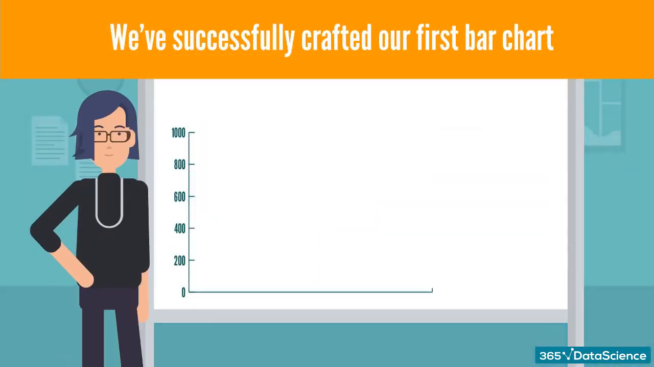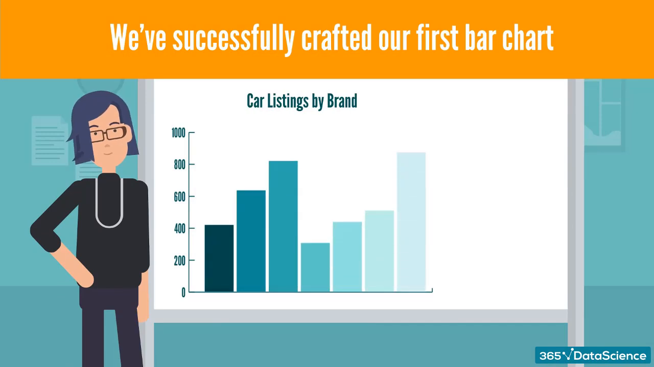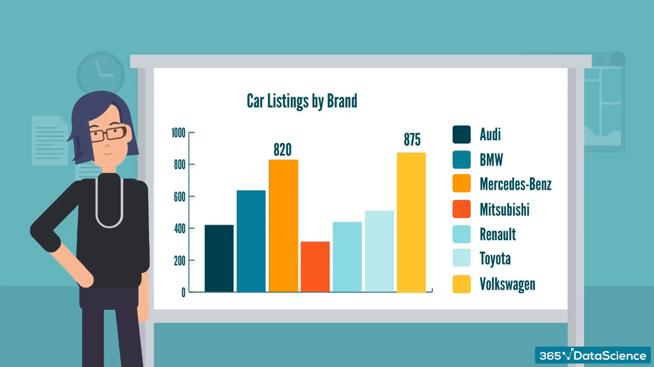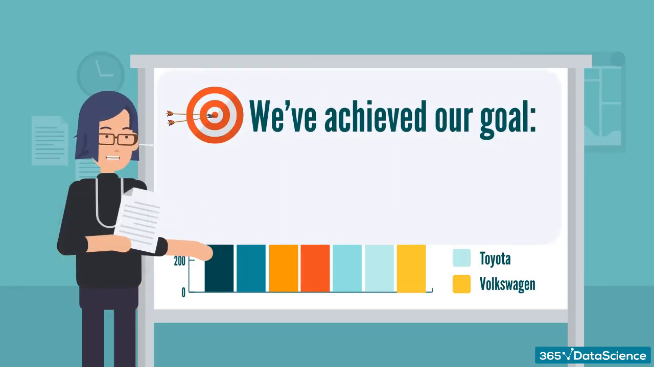We've successfully crafted our first bar chart and are confident it would serve us well during a presentation. After all, we've done all the necessary steps to ensure it is as professional as possible. On top of that, your audience can easily tell the most widespread brand for used cars is Volkswagen. There is a total of 875 units from Volkswagen, followed closely by Mercedes with 820. Mitsubishi was the least popular, with approximately a third of the listings of the frontrunner. Excellent. We've achieved what we set out to do.